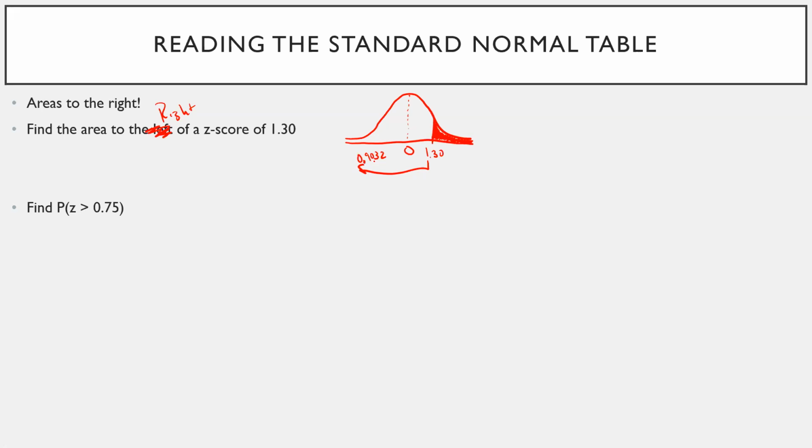But you know what? I don't want that area. I want everything else. So you have to realize that the total area under the curve is 1. So this area here has to be 1 minus the area to the left, which is what the table gave us. So it's 1 minus 0.9032. If you do that subtraction, you'll end up getting 0.968, I believe. And that's it. That's all you have to do to find area to the right. You just look up the area to the left and you subtract it. So all it is is one extra step. Literally, that's it.